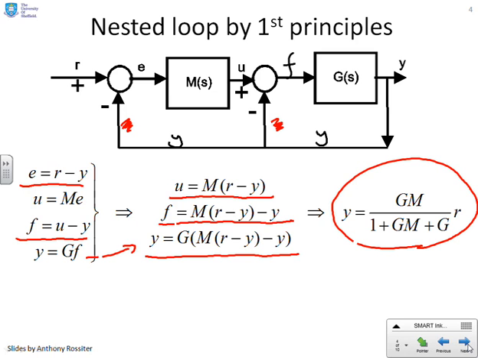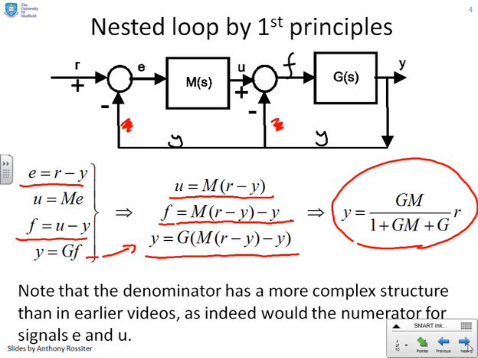This expression is somewhat more involved than the denominators you've had in previous videos, and that's because we've got two feedback paths. The key thing is, please don't assume that you can spot the denominator by inspection, certainly not unless you're very experienced, because it may not be immediately obvious what this denominator should be.